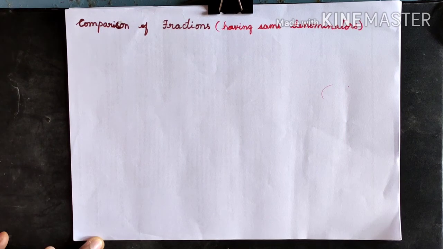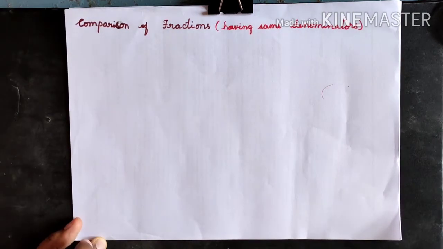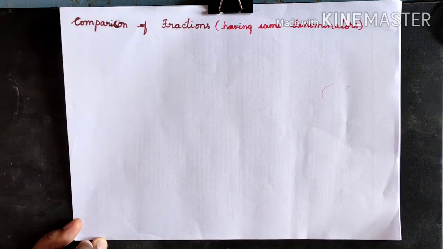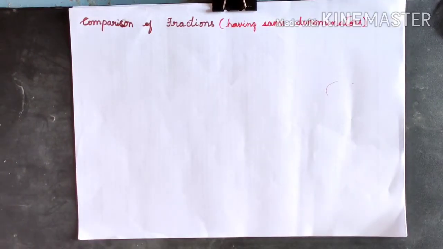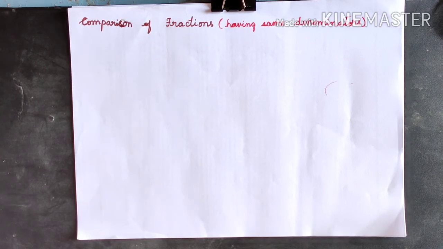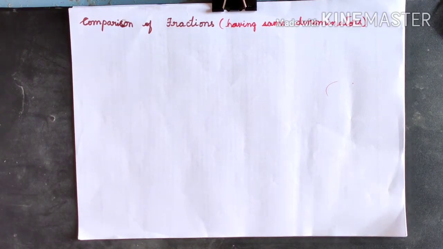In today's class, we are going to learn comparison of fractions having same denominators. All of us know that fractions have two parts. One is the numerator, the other one is the denominator. Now, if the denominators are same, how do we compare the fractions? How can we tell which one is greater and which one is smaller?